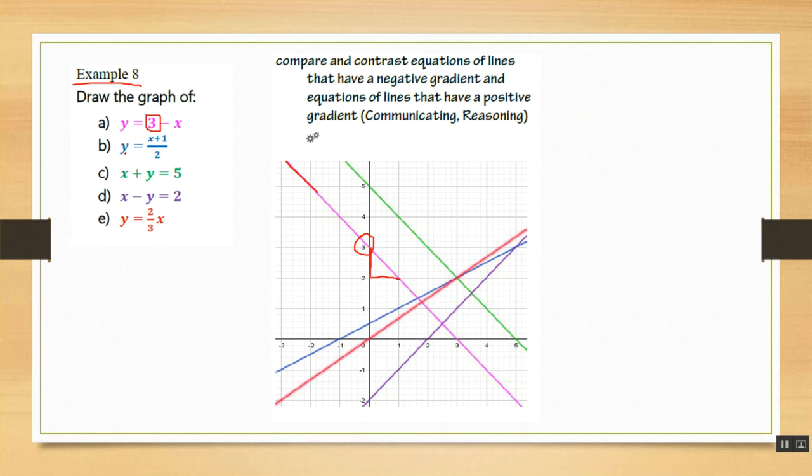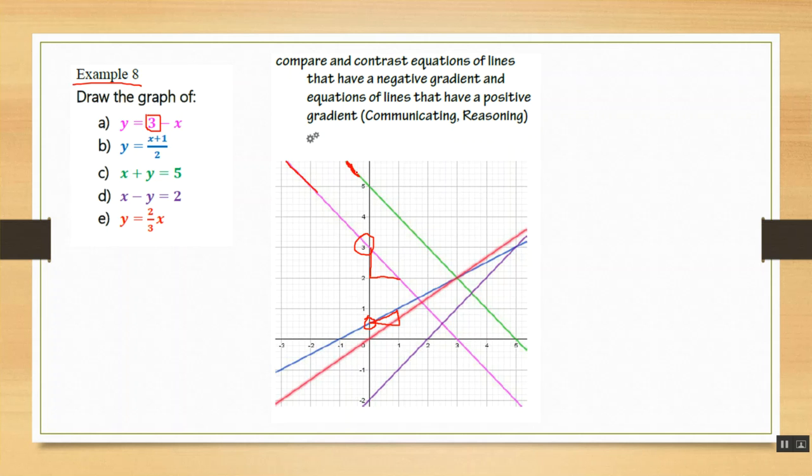For the next one, the blue graph here, y equals x plus 1 over 2. That'll be this one. So it crosses the y-axis at 1/2 because we have 1/2 here. And the gradient for this one is actually 1/2 as well. The green one looks like this.